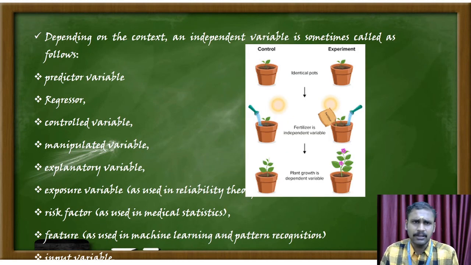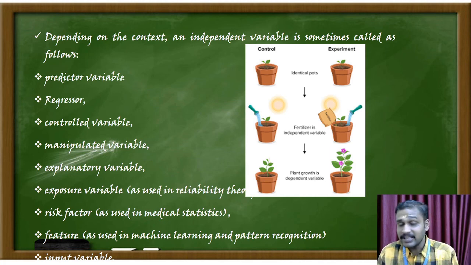The independent variable is sometimes called as follows: predictor variable, regressor, controlled variable, explanatory variable, exposure variable as used in reliability theory, risk factor, feature and input variable.